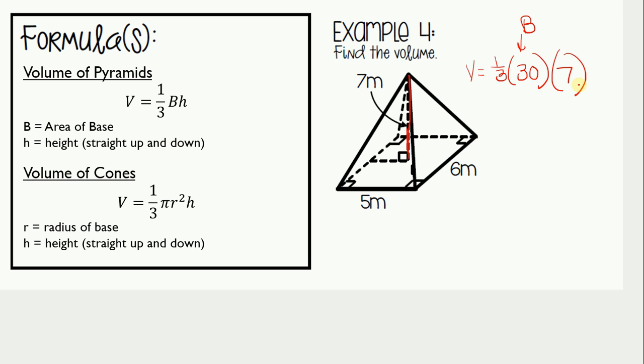So what we can do is 30 times 7, and then technically multiplying by 1/3 is the same as dividing by 3, if you want to do it that way. So my volume is 70 meters, and again, since we're talking volume, we need to use cubed for a label. So my volume of this rectangular pyramid, because it has a rectangle for a base, is 70 meters cubed.